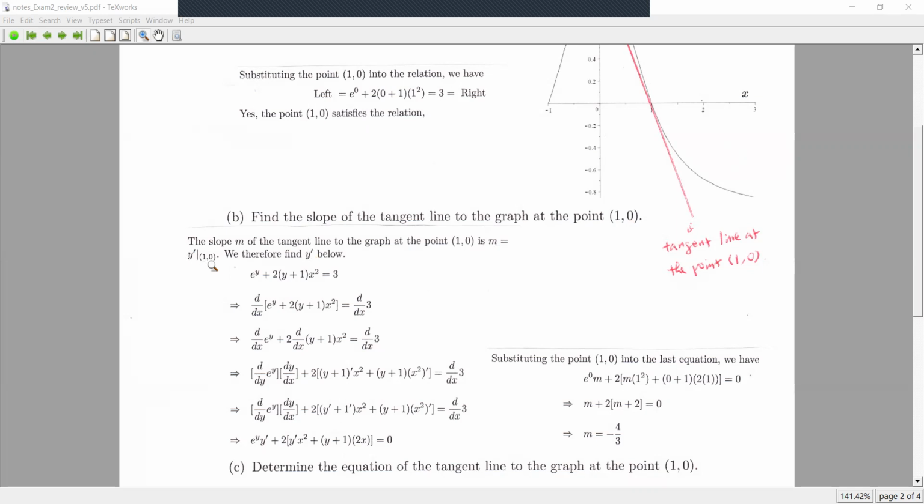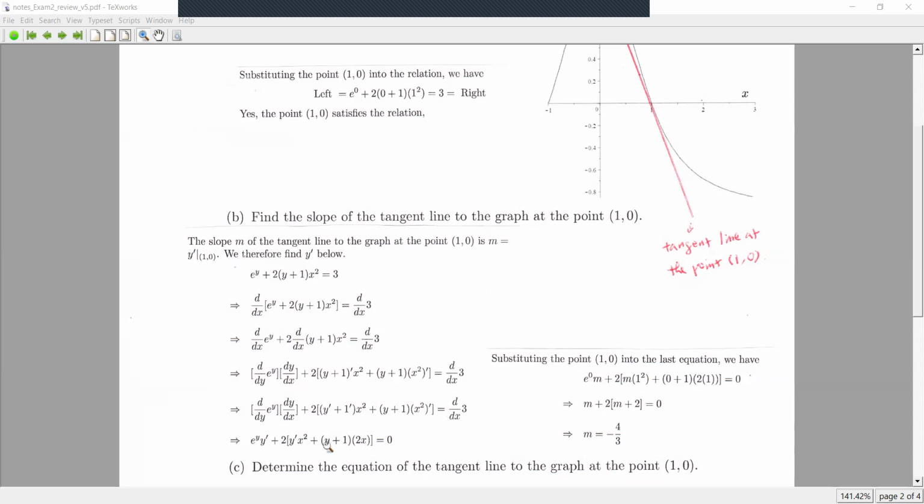Now, plug in the point 1, 0 into this equation. Plug in the point in e to y, then we have e to 0 because y is 0, x is 1. Plug in the point in y prime, then we get m, the slope of this tangent line. Plug in a point in this y prime, we get m. Plug in a point in x squared, we get 1 squared.